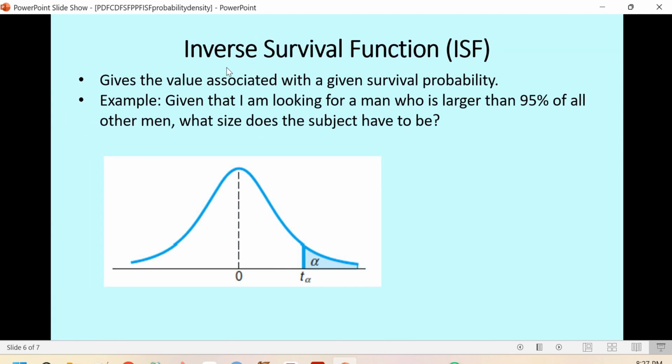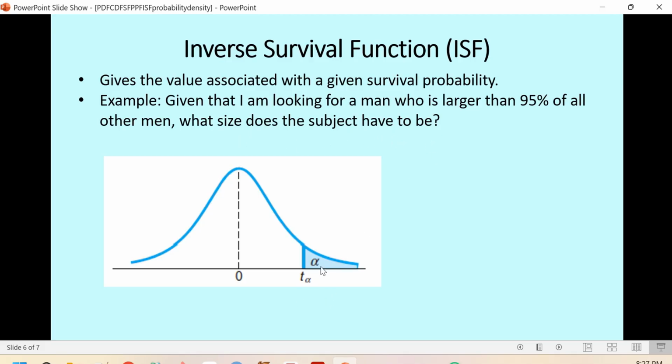The next is the inverse survival function. From the name, we know that this is the inverse of the SF, or ISF. So given the probability on the right side of this value, we want to find this value. For example, I'm looking for a man who is larger than 95% of all other men. What size does the subject have to be?